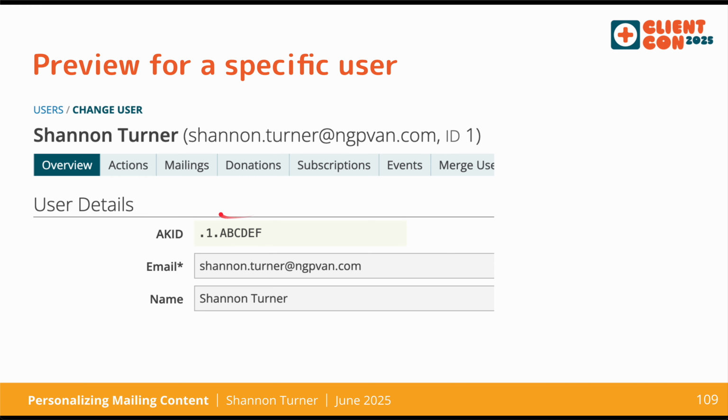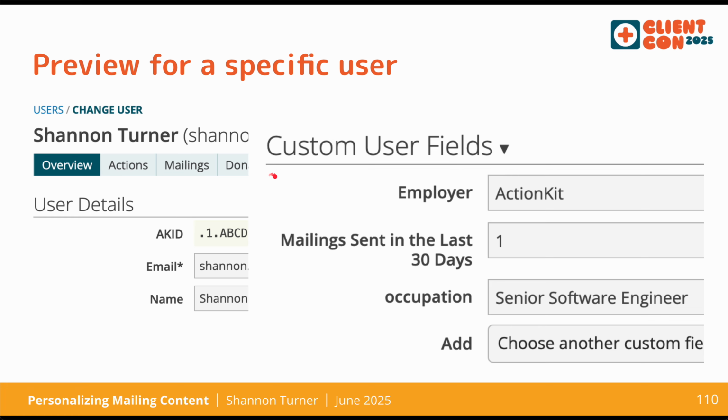And when you're testing that your snippets work, I find that it's really helpful to get a user that I know the values for. So maybe you have a test user in your ActionKit that you can use for this, but here on the user overview screen, I've looked up my record. And if I scroll down, I can see that my custom user fields match what we saw on the previous slide a few slides ago.